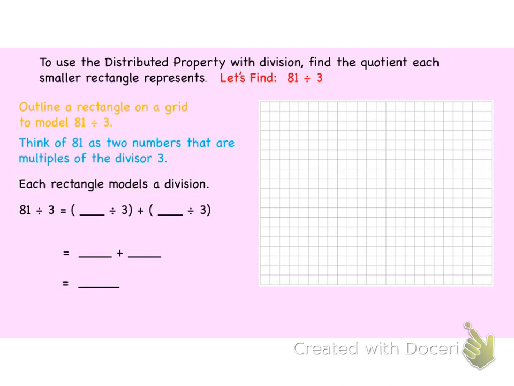Now here's one for you to do on your own. It says, let's find 81 divided by 3. You need to outline a rectangle on a grid to model 81 divided by 3. Think of 81 as 2 numbers that are multiples of the divisor 3. Then each rectangle models a division problem.